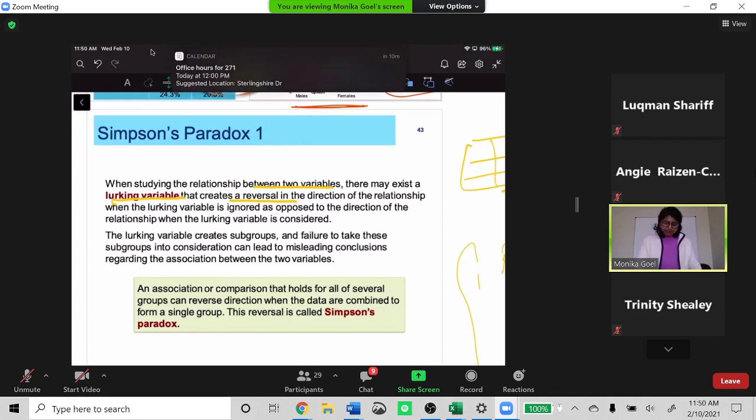So when studying the relationship between two variables, there may exist a lurking variable that creates a reversal in the direction of the relationship when the lurking variable is ignored, as opposed to the direction of the relationship when the lurking variable is considered. So we will talk about this in detail in the next class, and I'll stop here.